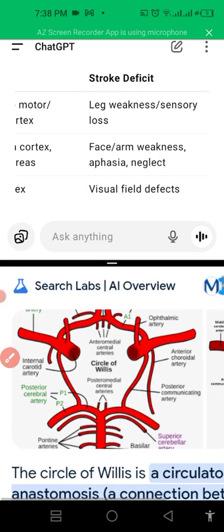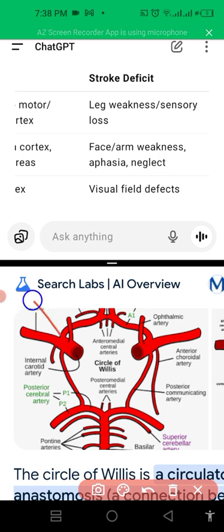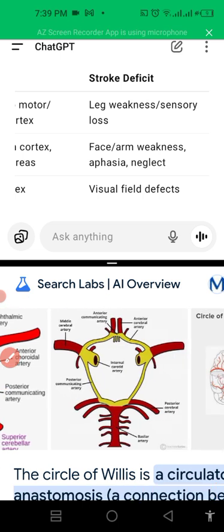Here you can see the circle of Willis having all these anterior, middle, and posterior cerebral arteries that are forming a circle. The two anterior cerebral arteries are connected via these arteries, and then to the middle, and then to the posterior, and in this way the whole arterial circle is formed.